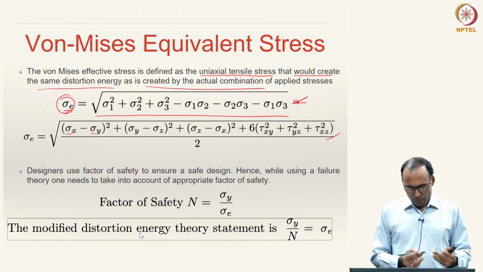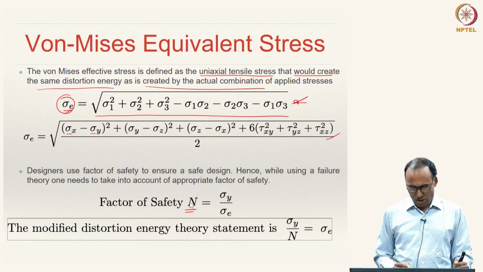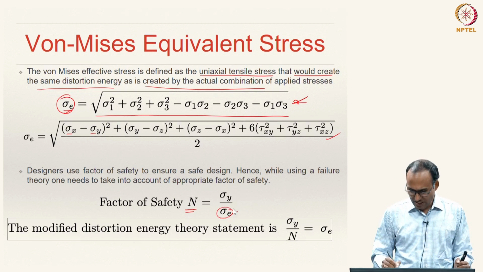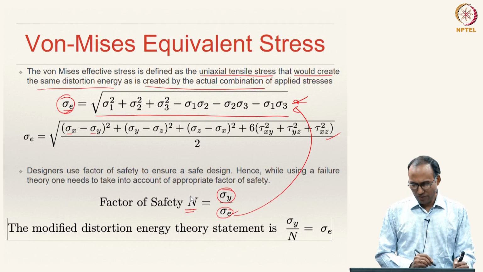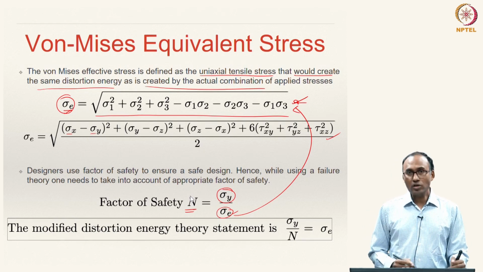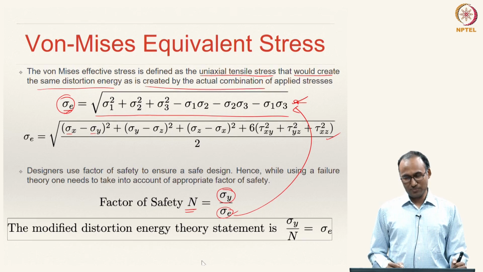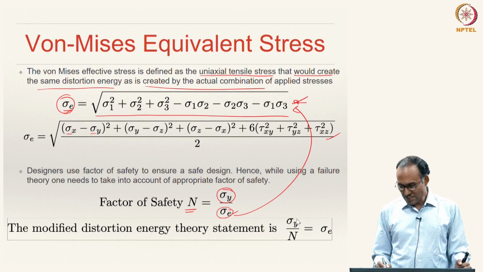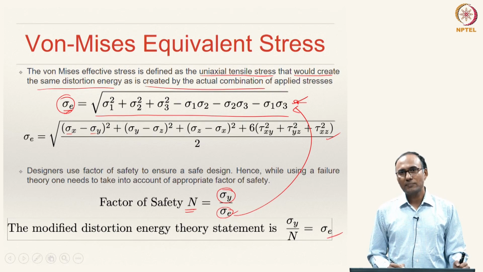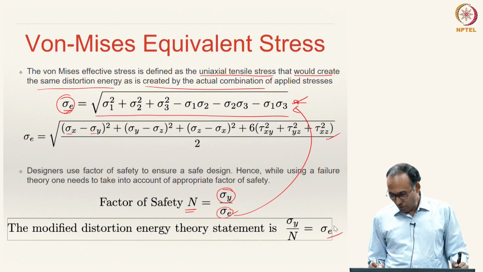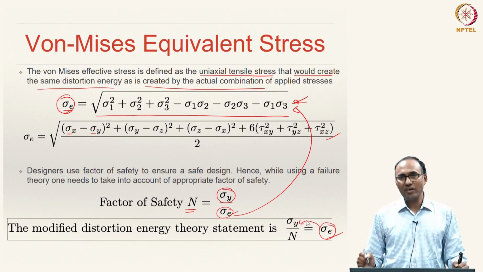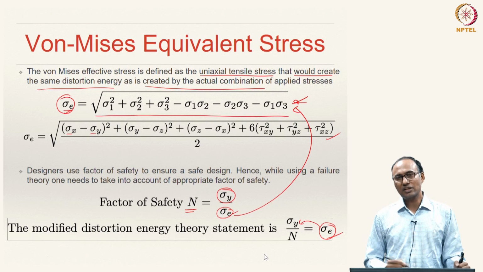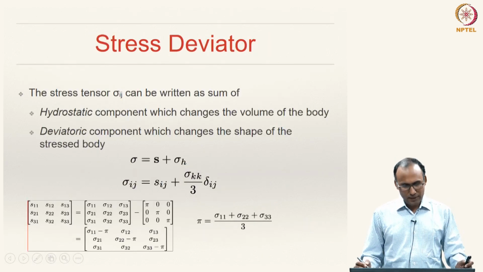So, the factor of safety in this case for the distortion energy theory can be written as sigma y divided by sigma e, where sigma e is our equivalent stress as calculated here and sigma y is the yield strength of the material. So, the modified distortion energy theory statement, compared to the previous long mathematical expression, can be written as sigma y by n is equal to sigma e. So, if your equivalent stress reaches the value sigma y by n when you are taking factor of safety into consideration, that is when failure happens, otherwise the failure does not happen. All right.